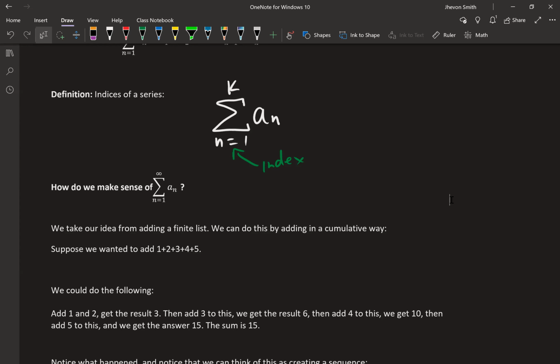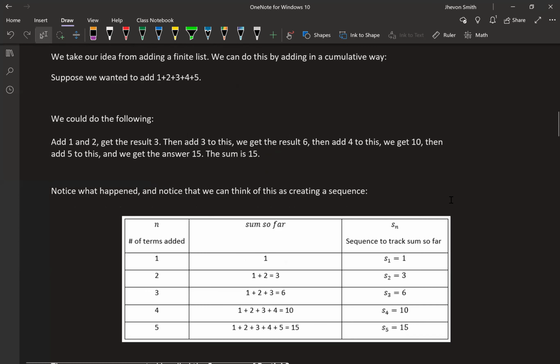You add the 1 to the 2, and then you get a 3. Then you'll add a 3 to that. Then you'll get a 6. Then you'll add a 4 to that. Then you'll get a 10. Then you'll add a 5 to that. Then you'll get a 15. You can add successively, right? And you can do this for finite sums. However, to bring this back to math, what you can think of this as doing is you're creating a sequence, actually. You're creating a sequence that adds up all the cumulative sums.